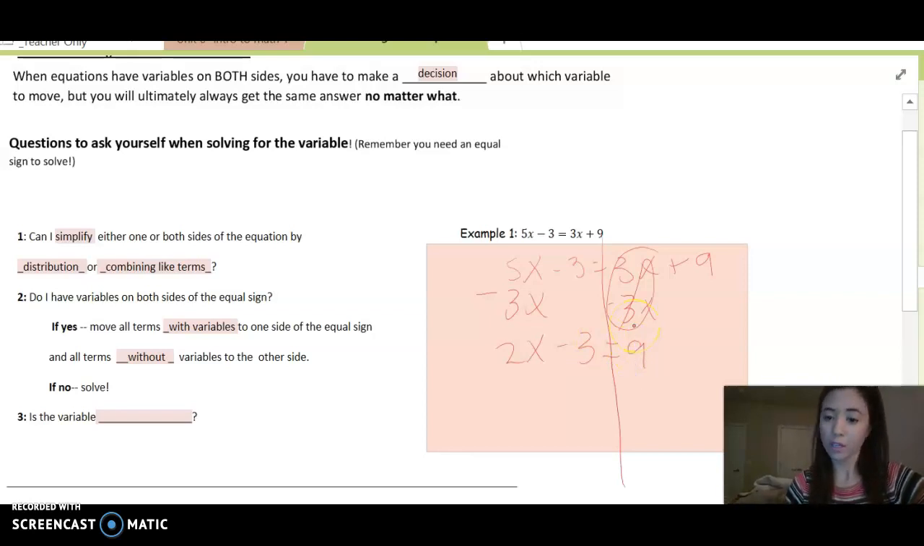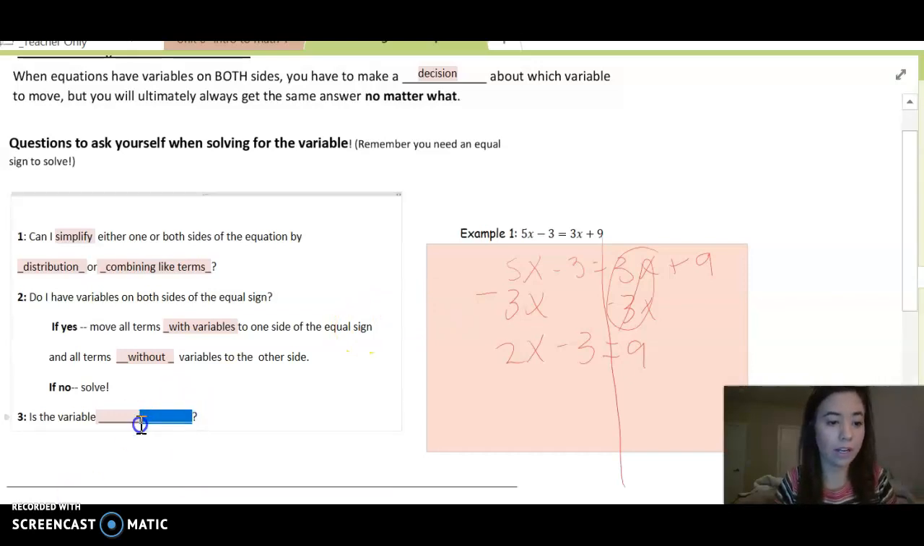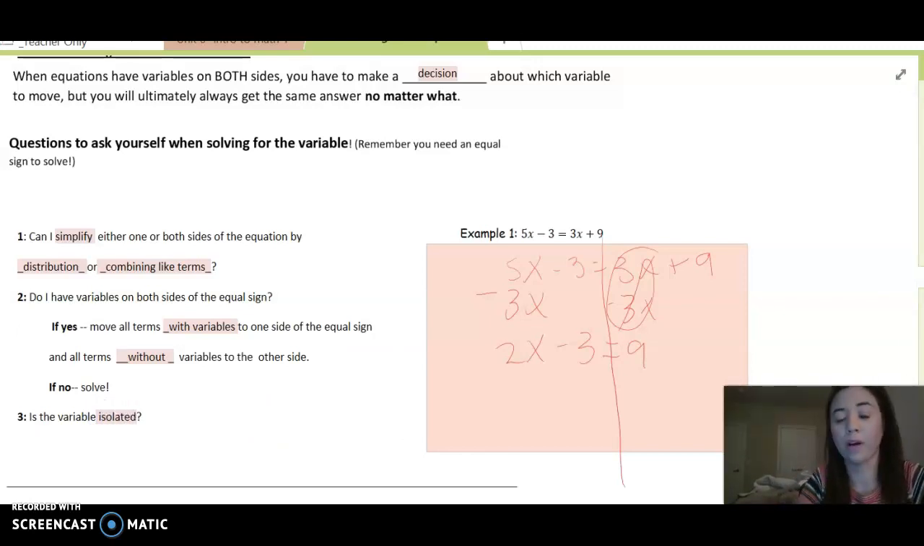And then now you guys should know how to solve this. Y'all are pros at this. So now that we've gotten our variables on one side, the last question is, is the variable isolated? And the answer is no. So now we can go ahead and do that.